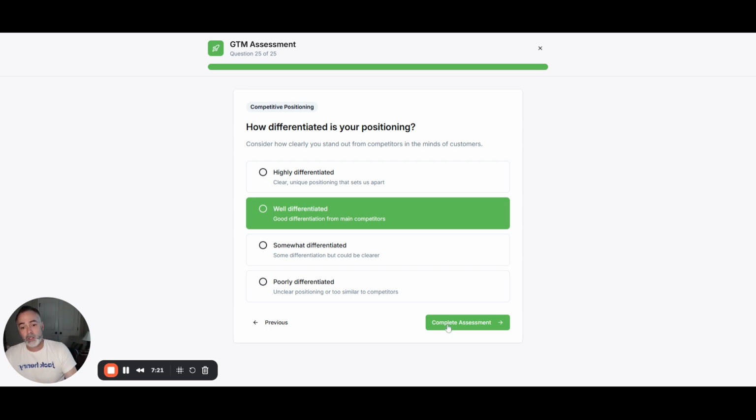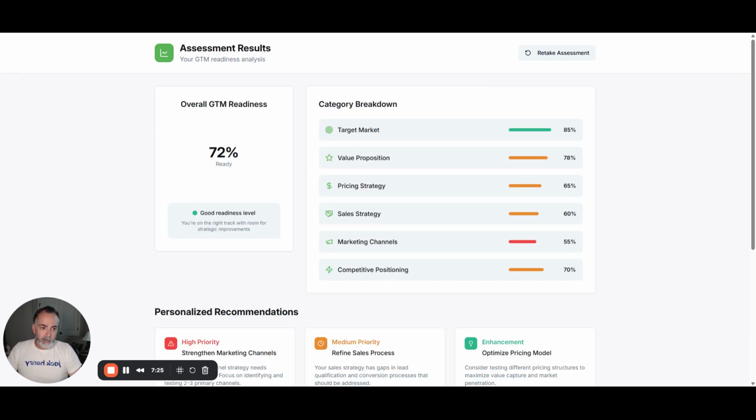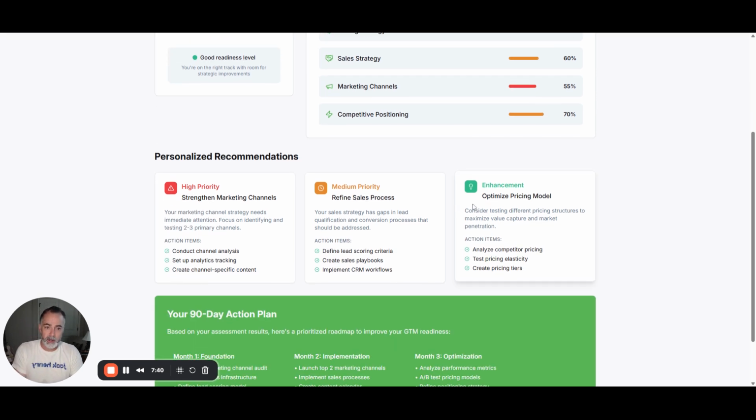Once you've gone through these 25 questions, you're going to click complete assessment, and you're going to get an assessment score. For these folks, you can see they're 72% ready, which is good, but not great. And this is where they're breaking down. Target market, they're doing pretty good, but they're not doing as great in some of these other categories. And here's the best part.